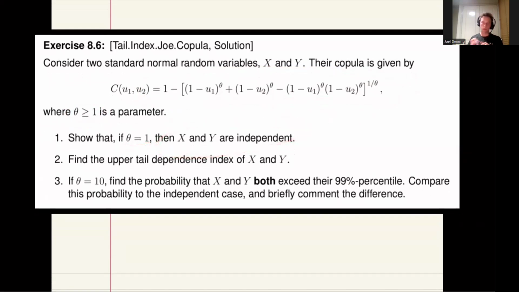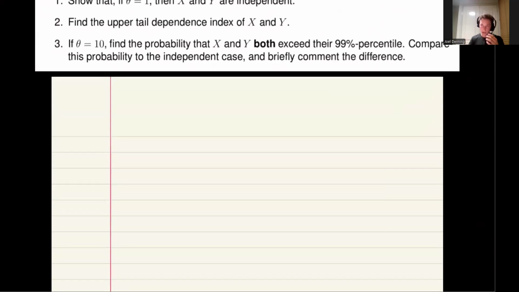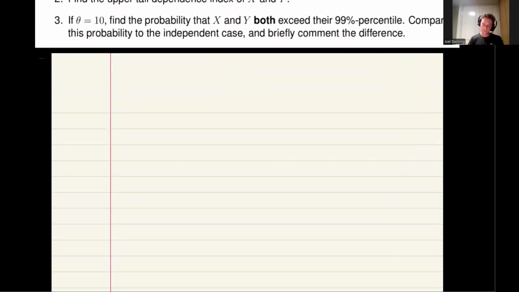So if you remember, we had a special copula formula for independence that was just the copula, or C of u1, u2, is equal to u1 times u2. So it's just the product of the inputs, right? Which is very similar to your definition of independent densities, right? It's just the product of the densities or the product of the CDFs.